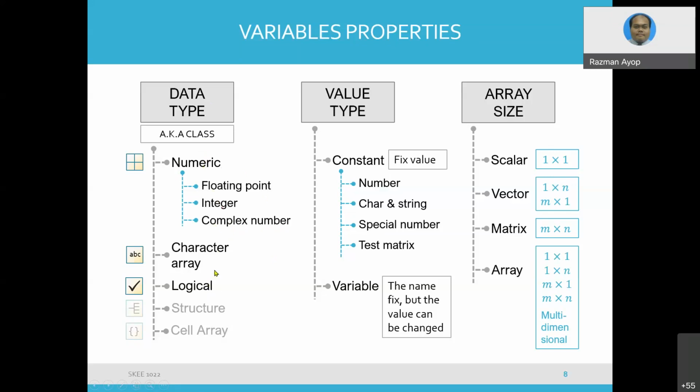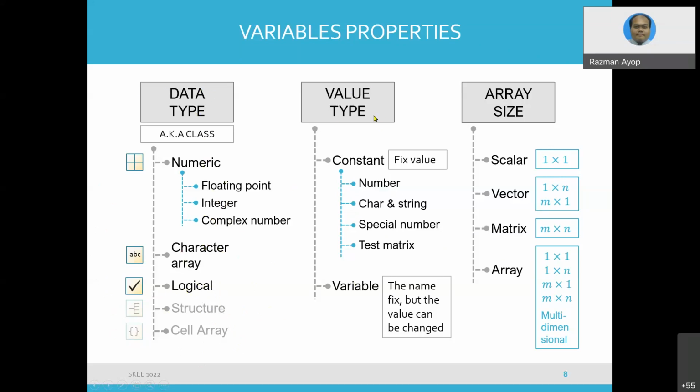Or you can have a character array. Character means the data is A, B, C, D, E, F, G, not a number. Or another type of data is logical, 1 or 0. So this one, I think most of you know about this. Structure and cell array, no need to worry. This one is out of our syllabus.